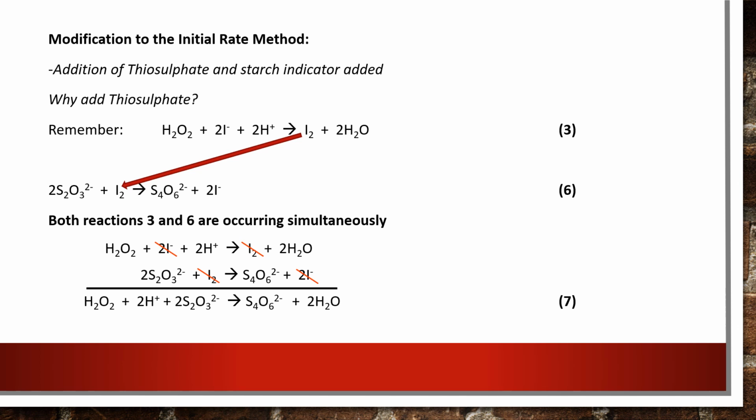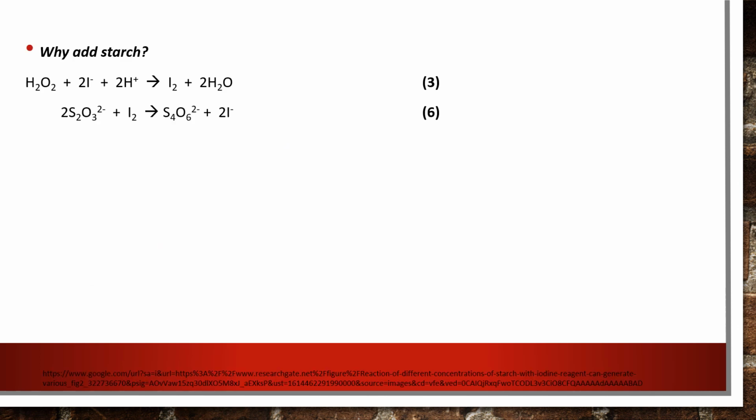Equation 7 does not show that hydrogen peroxide reacts with thiosulfate ions. No, it does not. Rather, it is simply being used to show that for every 2 moles of thiosulfate ions that react with iodine, 1 mole of peroxide and 2 moles of H plus ions are being consumed in the experiment as well. Why was starch added?